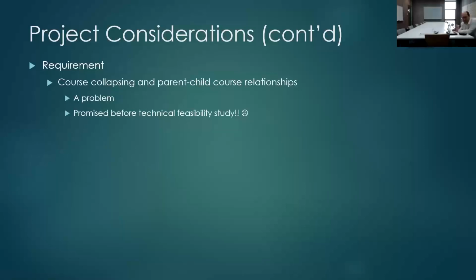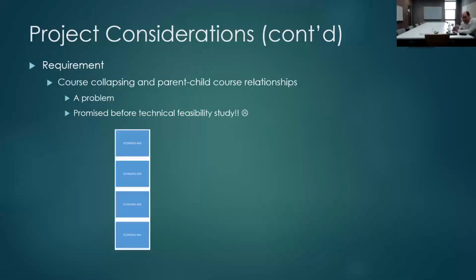This was a problem because it had been promised before we were even consulted. We had no idea how it would work and what the implications were. But basically, course collapsing works like this. In Curtin, we have the notion of course availabilities. I don't know if other universities have the same idea, but an availability represents the what, the when, the whom, and the how courses are delivered.